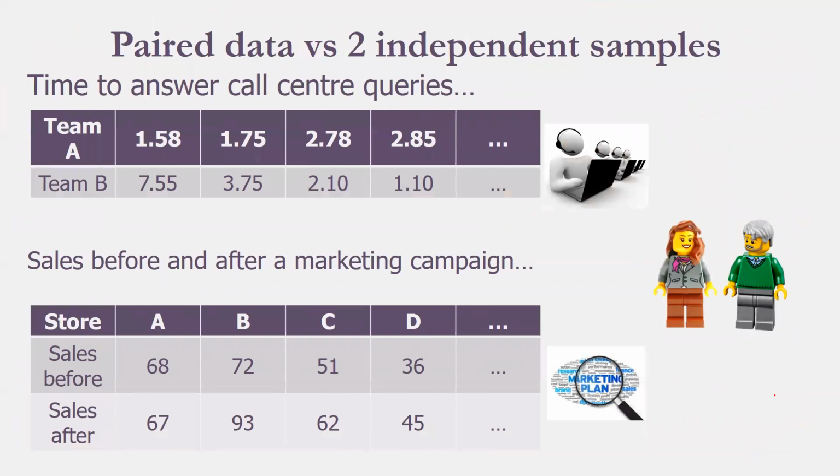So here's another example, and this one is a bit more clear-cut. In our top example, the researchers are investigating the time it takes to answer call center queries, and they're comparing Team A and Team B. In the second example, they're looking at different stores and their sales, comparing before a sales marketing campaign and after the marketing campaign. So which of these two would you put as paired, and which would you put as two independent samples? Pause the video, have a think, and once you're ready, we'll move on.